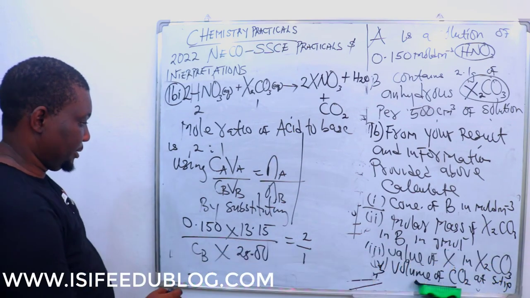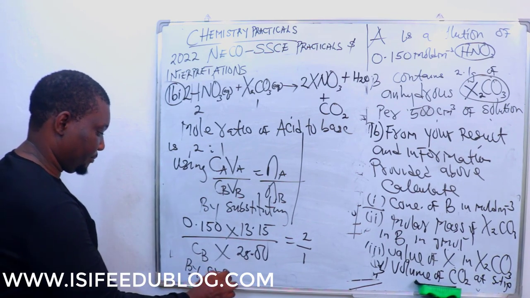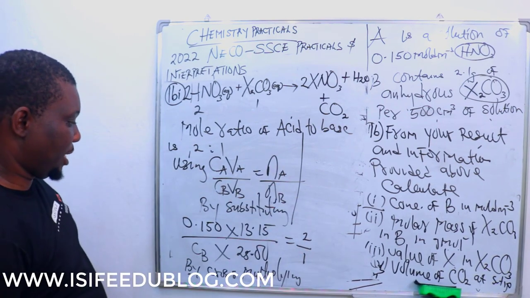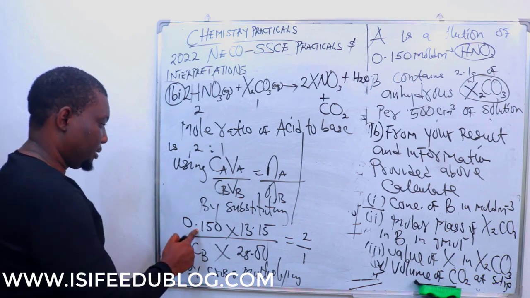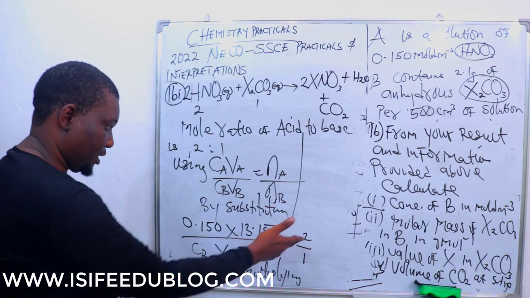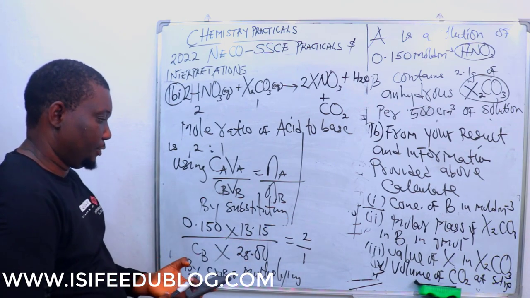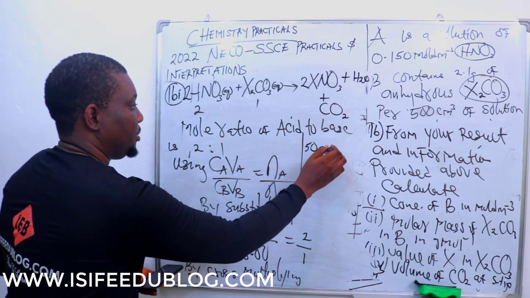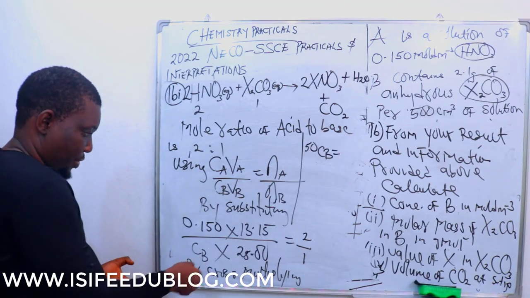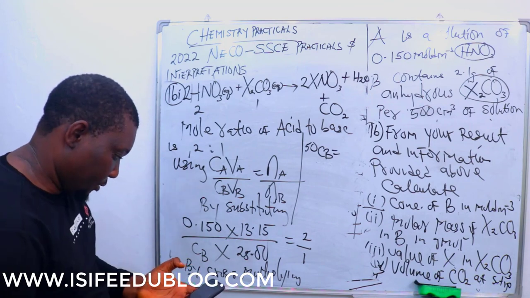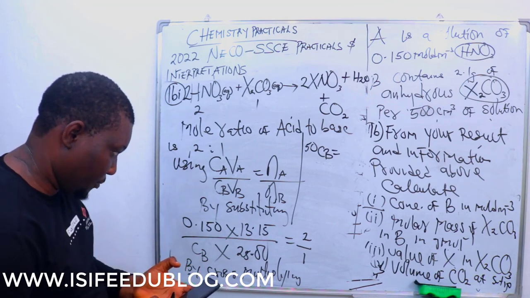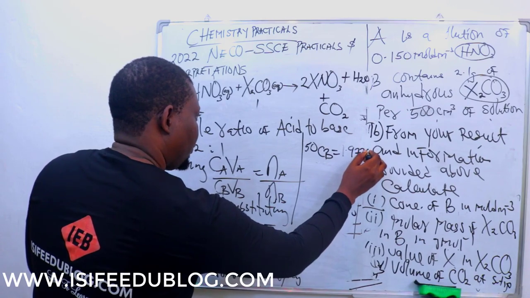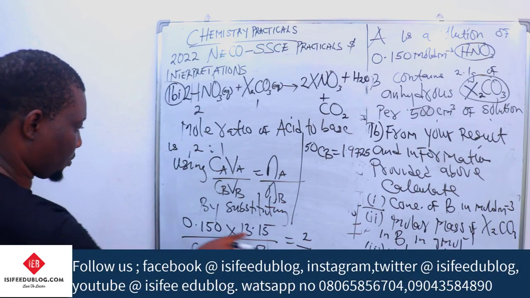So what you will do now at this point is, by cross multiplying, you're going to have this times this. Let me start from this. This times this is 50. 50 CB is equal to, let me go now, 0.150 times 13.15. I'm having 1.9725. That is the figure we have when we cross multiply this.